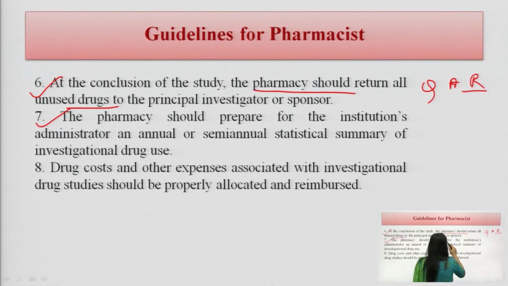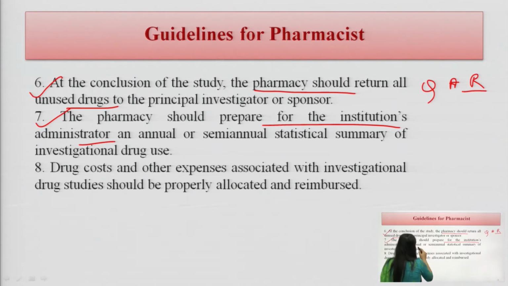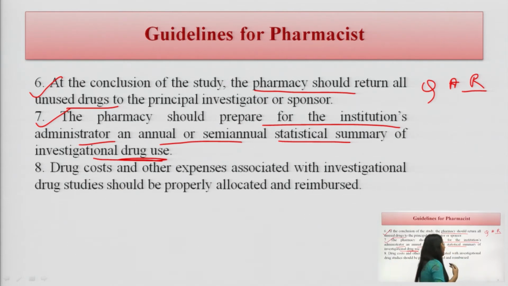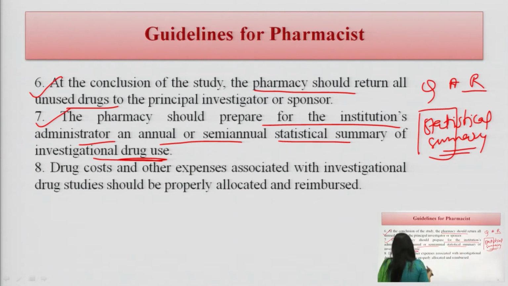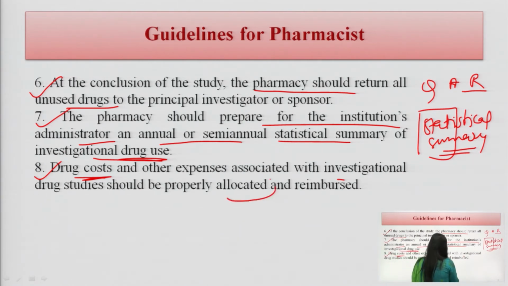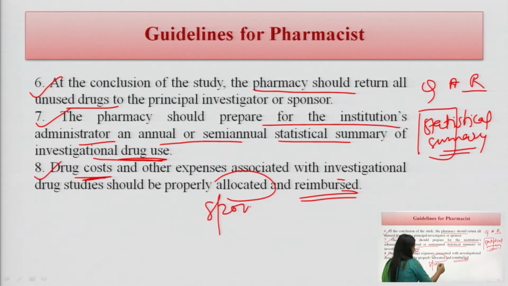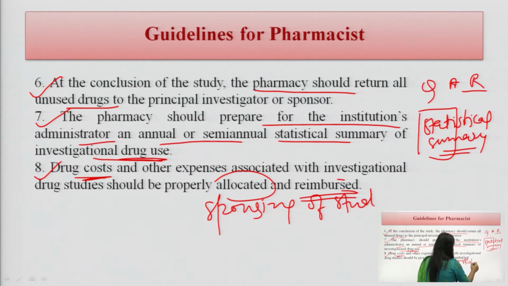Another is, the pharmacy should prepare for the institution, administrator, an annual or semi-annual statistical summary of the investigational drug use. Of course, whatever testing is being performed, it is very important to maintain a statistical summary, because we have to evaluate some results from this. Another point is drug cost and other expenses associated with investigational drug studies, which should be properly allocated and reimbursed, which is called sponsoring of the study. So this is also taken care of while performing any clinical study, clinical research, on the investigational use of drugs and how the pharmacists are working for it.